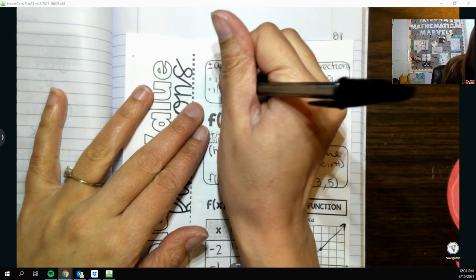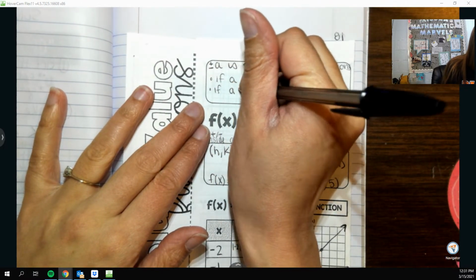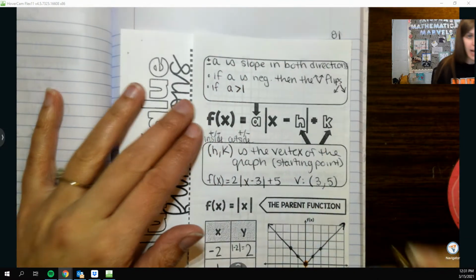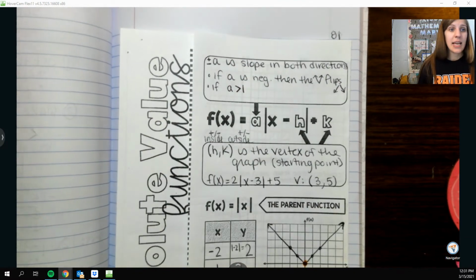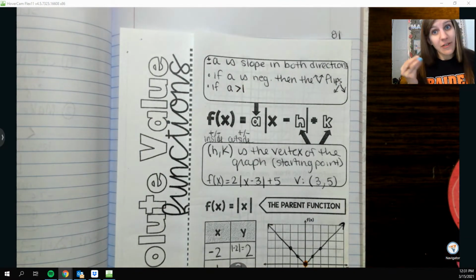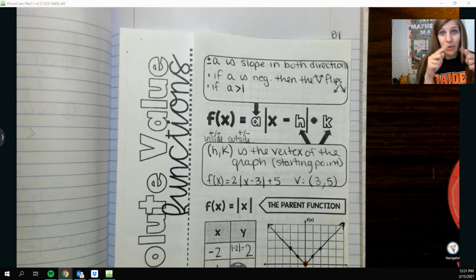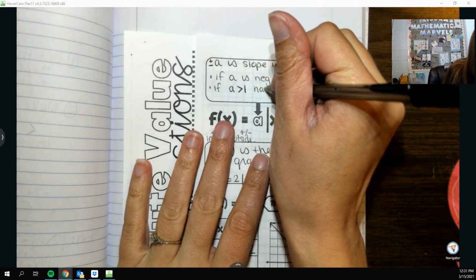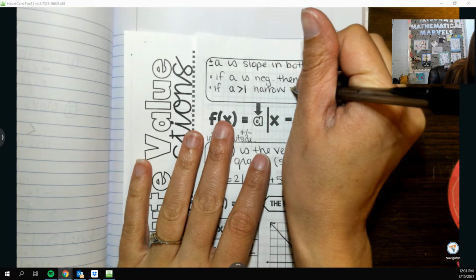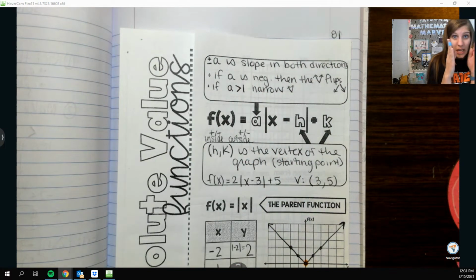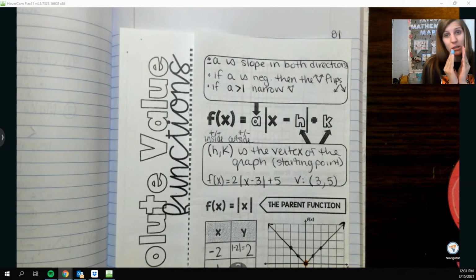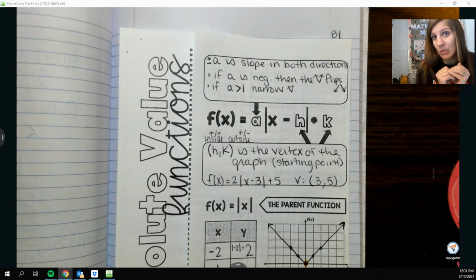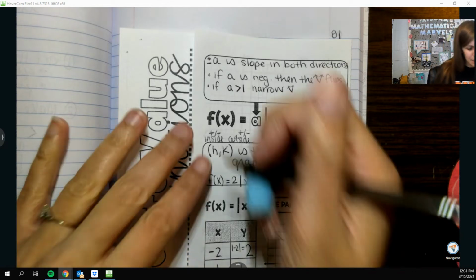Just like slope, if A is a big number, bigger than 1, then your graph is going to go fast, fast, fast. It's going to be a really fast slope because it's a big number. So it will be a narrow V. Like it'll be really tight, really close together. Looks real skinny, which feels weird. Skinny to me feels small, but it's going fast. So that's why it's skinny.